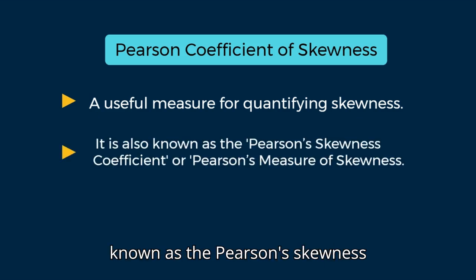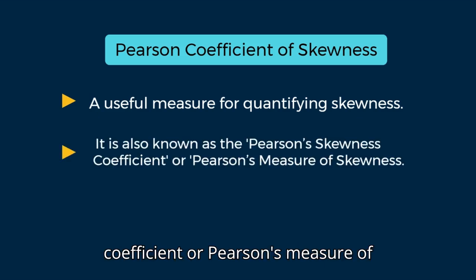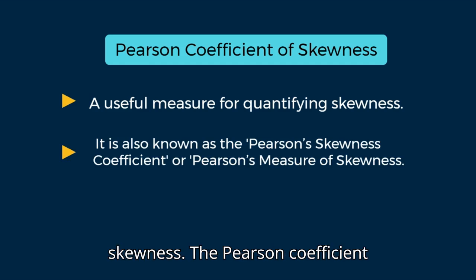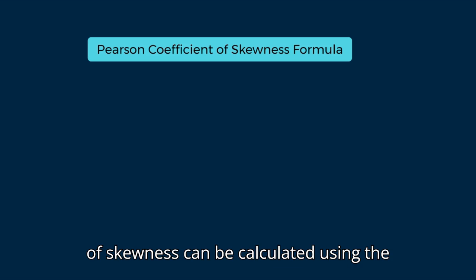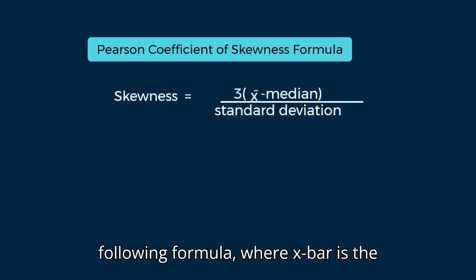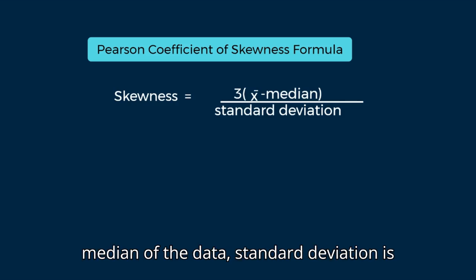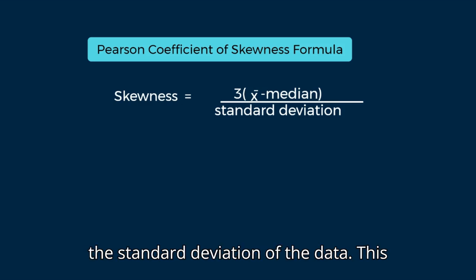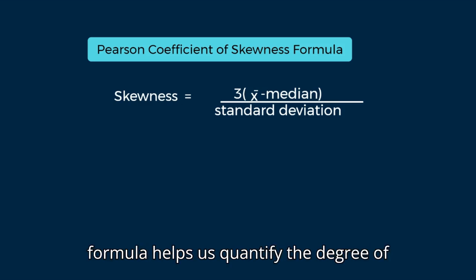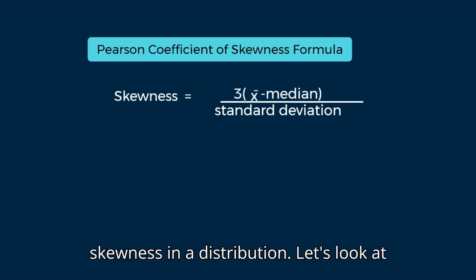It is also known as the Pearson skewness coefficient or Pearson's measure of skewness. The Pearson coefficient of skewness can be calculated using the following formula, where x bar is the mean of the data, median is the median of the data, and standard deviation is the standard deviation of the data. This formula helps us quantify the degree of skewness in a distribution.